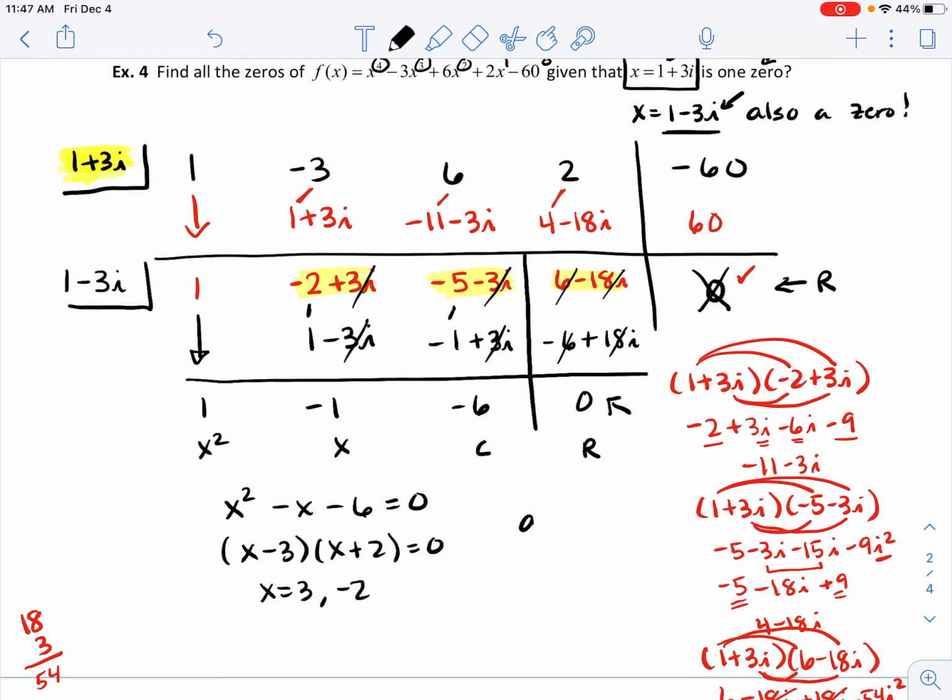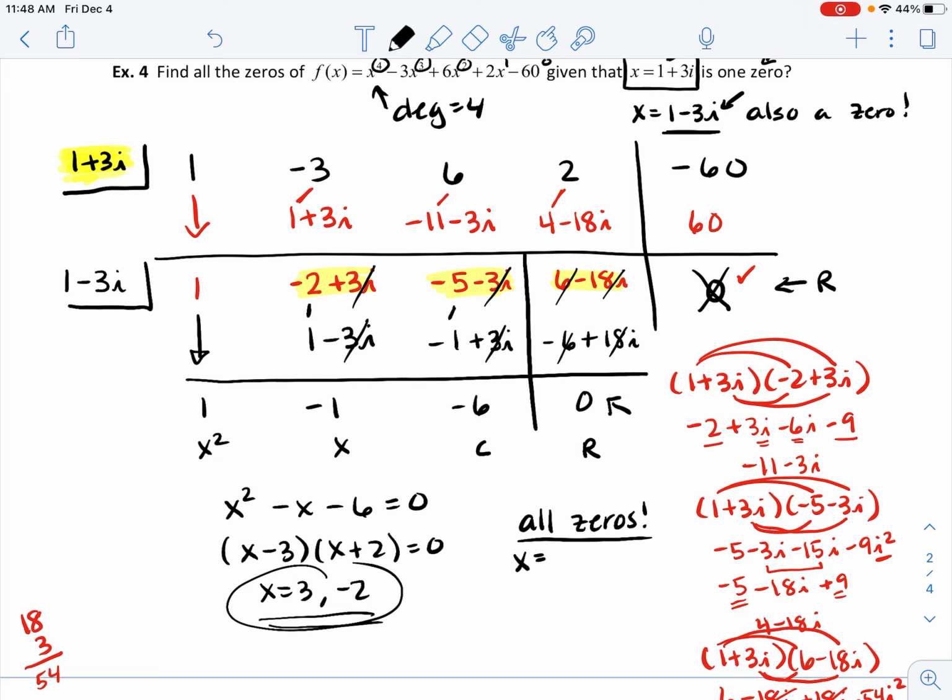Now look, remember the question was find all the zeros, okay? A lot of people just end up writing these two answers down. I need 4 answers, right? The degree here was 4, so I need 4 answers. If you just wrote these two down, that's only 2. Okay, so what are all the zeros?